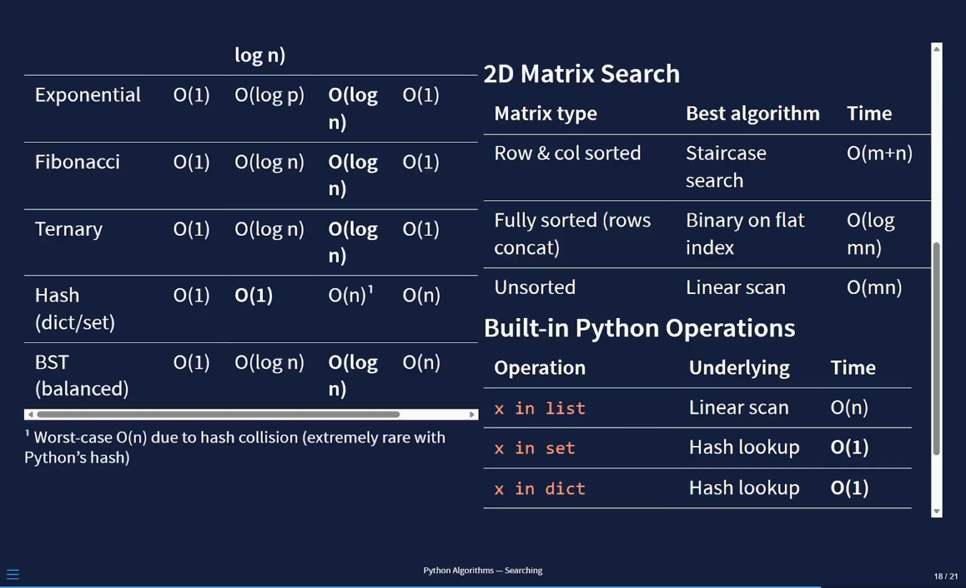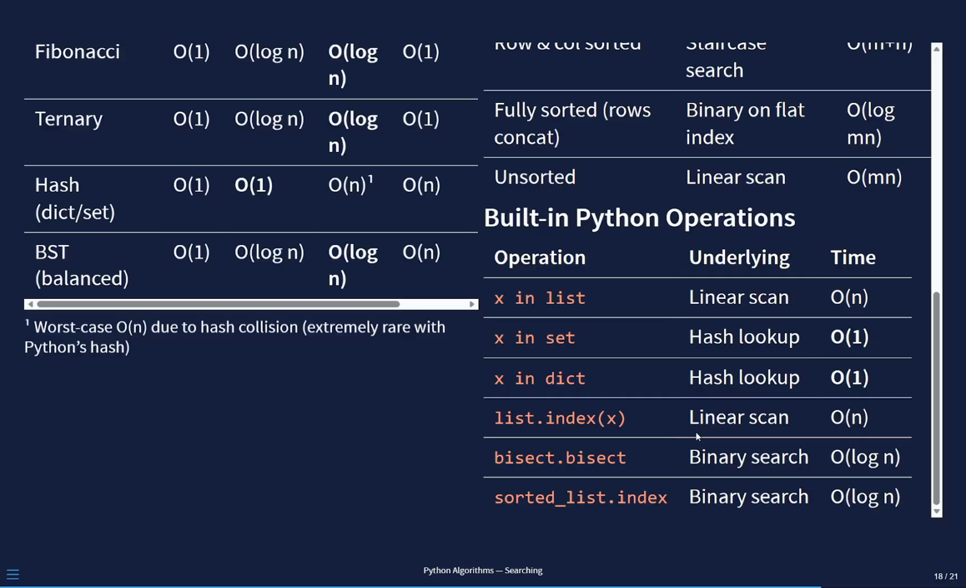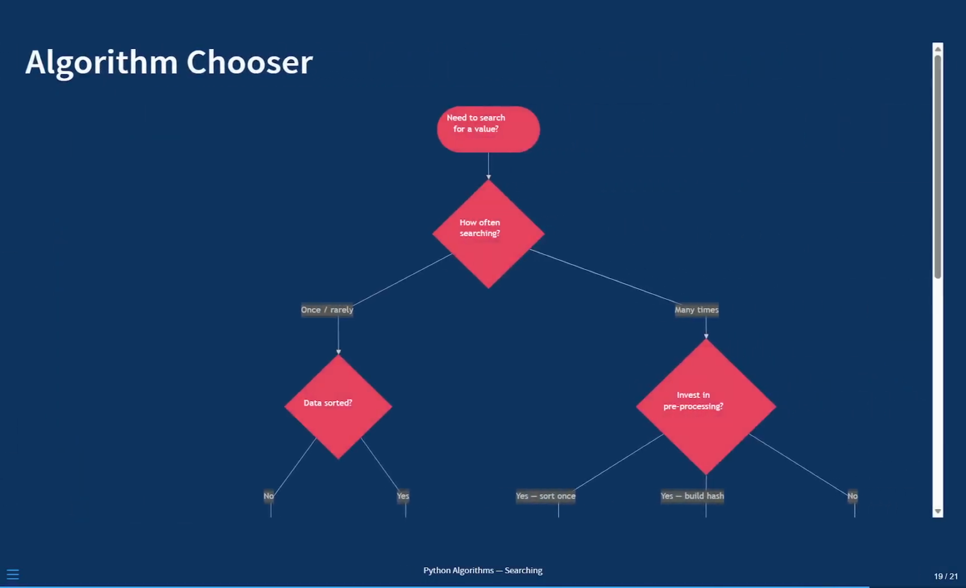Python built-in operations. x in list is O(n). x in set and x in dict are O(1). list.index is O(n). bisect.bisect is O(log n). The decision tree on this slide is your reference for choosing the right search algorithm in any situation.